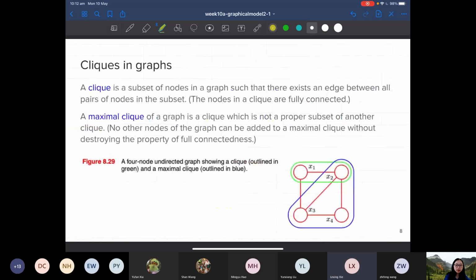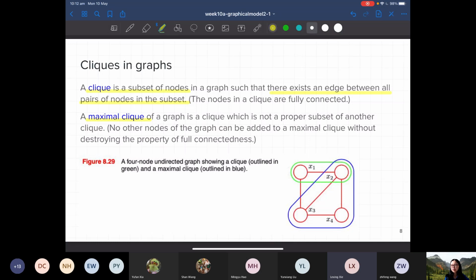So a clique is a subset of nodes such that there exists an edge between all pairs of nodes in this subset. In other words, the nodes in a clique are fully connected. A maximal clique is a clique which is not a proper subset of another clique. Basically, it's the largest subset of connected nodes, and we cannot add another node to it that still maintains that it's a clique.